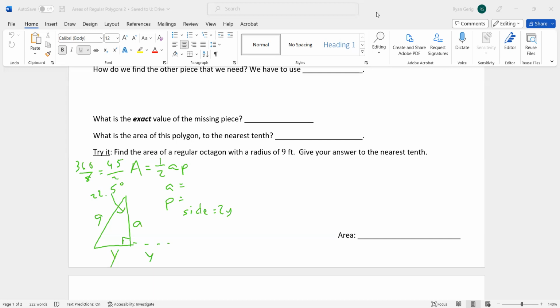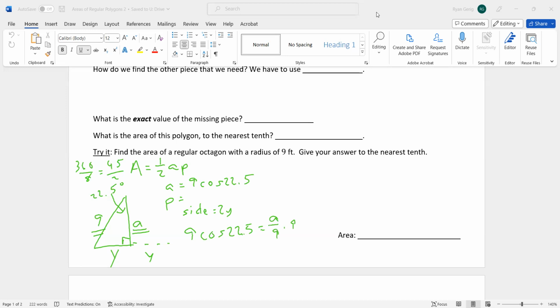So now to find the apothem, I have the adjacent side and the hypotenuse. That's cosine. So the cosine of 22.5 equals the apothem over 9. Multiply by 9, and that's the apothem. So the apothem is equal to 9 cosine 22.5. Notice I'm not putting anything in the calculator yet.